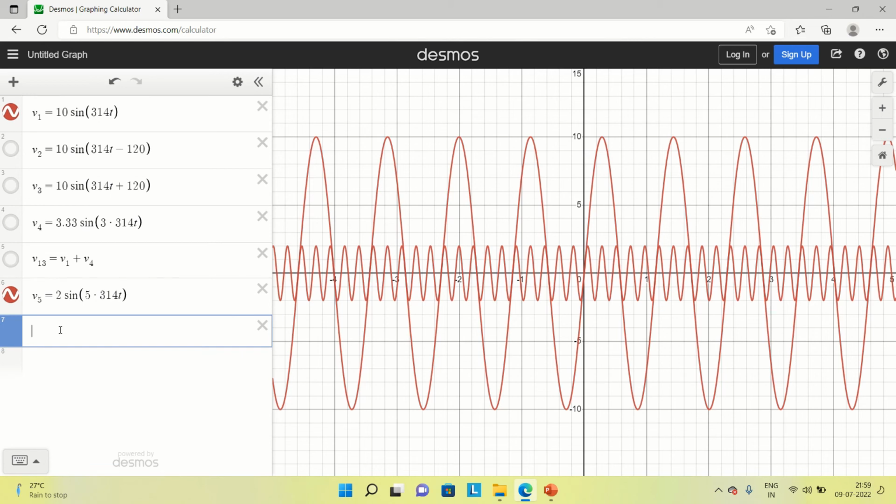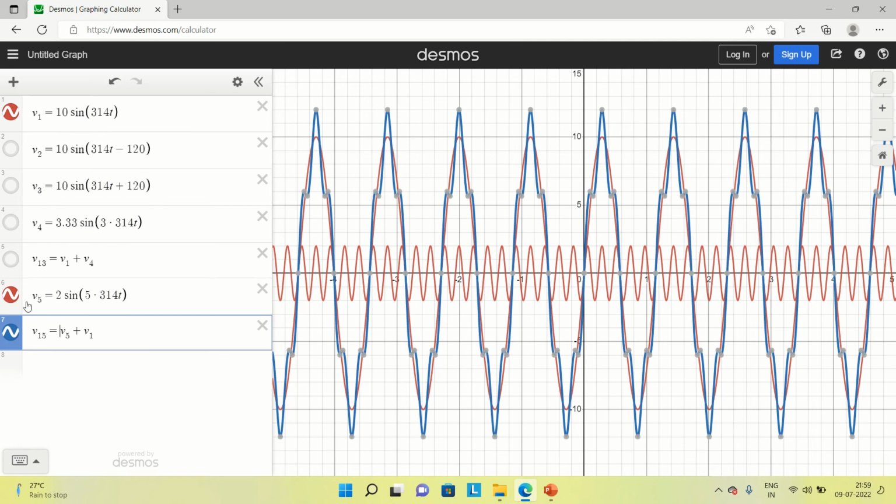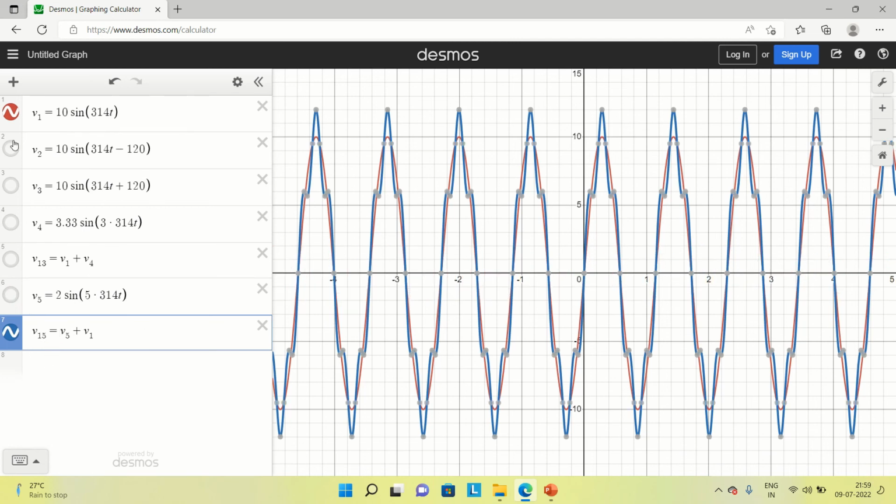Okay, so fifth harmonic signal V5 is added with V1 fundamental, that is fifth harmonics is added with fundamental signal. Let me take down this is V15 just to represent fifth harmonic imposed on fundamental signal.